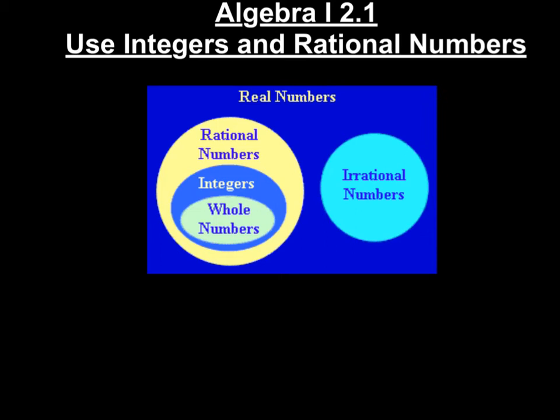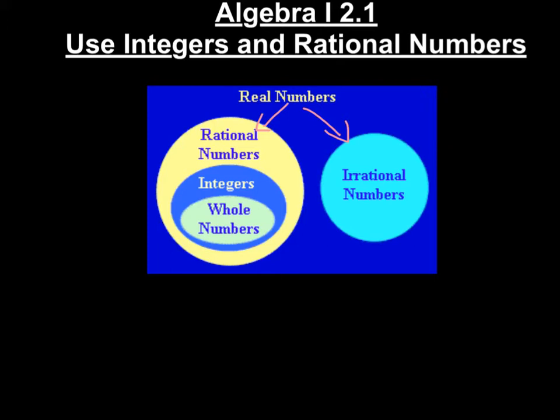Today in Algebra 1 in section 2.1, we are going to talk about integers and rational numbers. Real numbers can be broken into two subgroups, rational numbers and irrational numbers. Today's lessons will only contain rational numbers. Rational numbers are any numbers that can be written as a fraction.